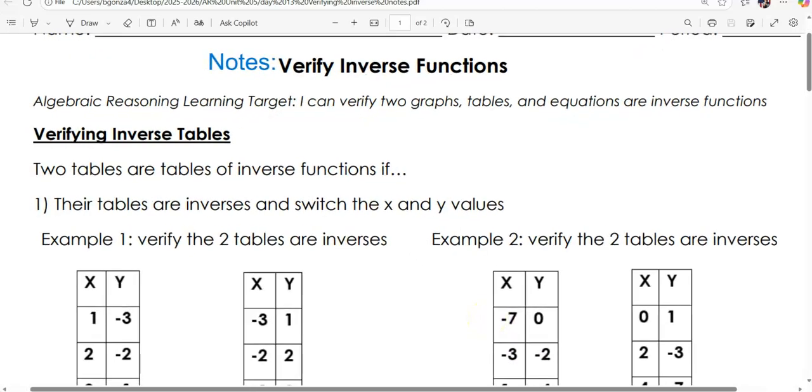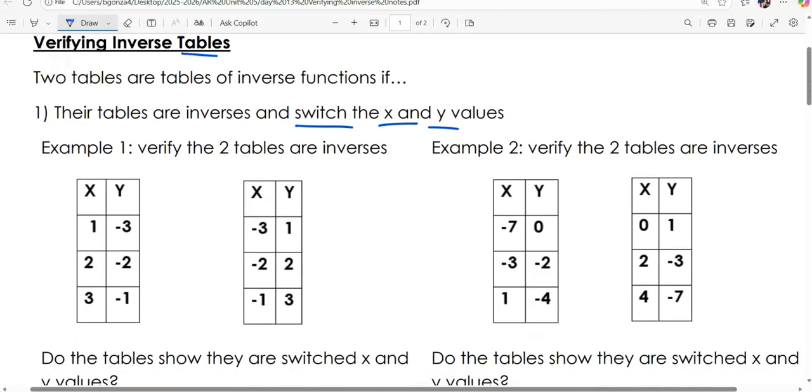All right. So to verify inverse functions, okay, if you have two tables, all you got to do to tell if the two tables are inverse functions is you want to see if the tables are switching x and y. Okay, it's super easy. Just look at it. So if I switch this, do I get this? So if I switch 1 and -3, do I get -3, 1? Yes. If I switch 2 and -2, do I get -2, 2? Yes. If I switch 3 and -1, do I get -1, 3? Yes. Are these inverses? Yes.